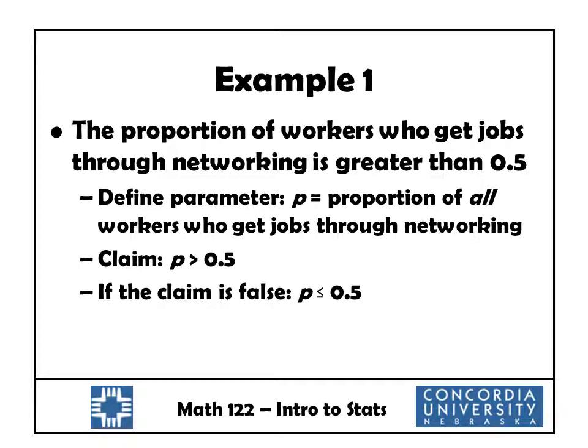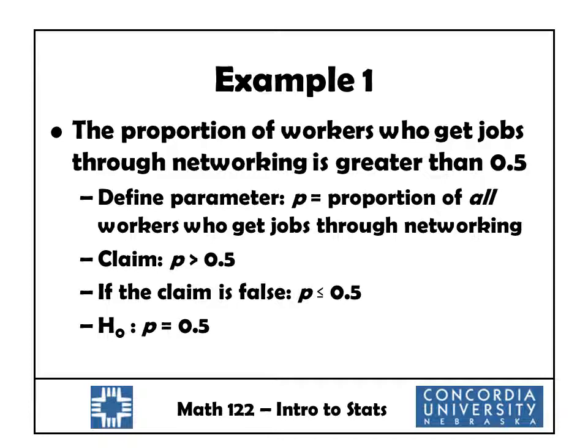Second, we state if the claim is false. Well, the opposite of greater than 0.5 is less than or equal to 0.5. So if the claim is false, then P is less than or equal to 0.5. Now our null hypothesis is going to come from the one of these two statements that contains equality. The second one contains equality, so our null hypothesis is the statement that P equals 0.5. Now it's not the same as that second statement, but it comes from the second statement. Again, remember the null hypothesis always has an equal sign.